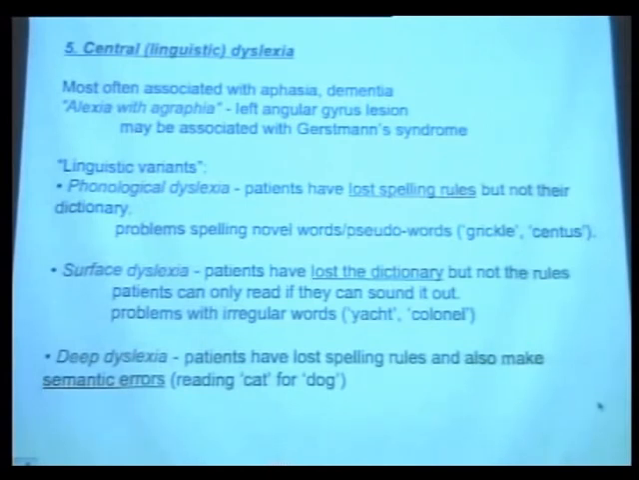Okay. Deep dyslexia is kind of a variant of this in which there's further problems. These are really weird things where they've lost the rules and they also make semantic errors. When you see the word cat, they say dog. And you're looking at them like they're nuts. Okay? But they're not nuts. That's just the way the brain, there's this kind of really weird, deep dyswiring going on. Okay.